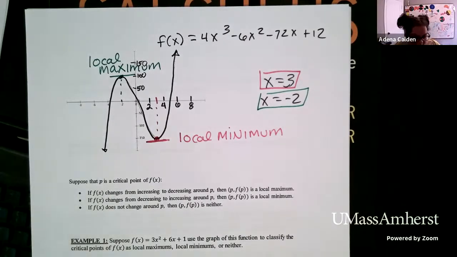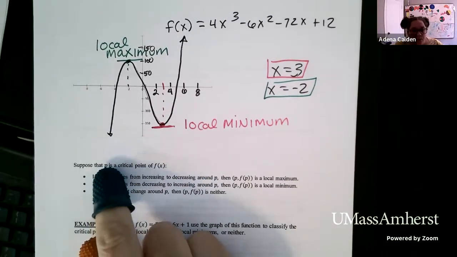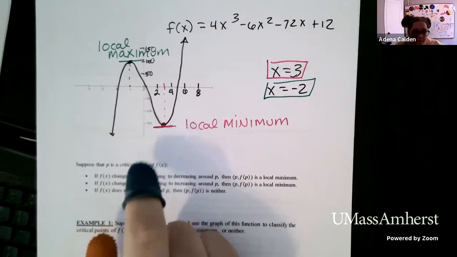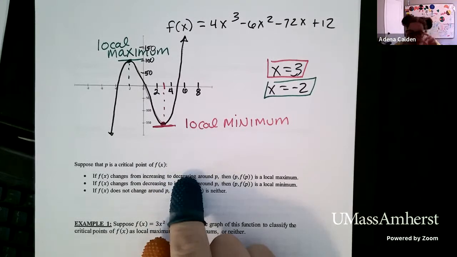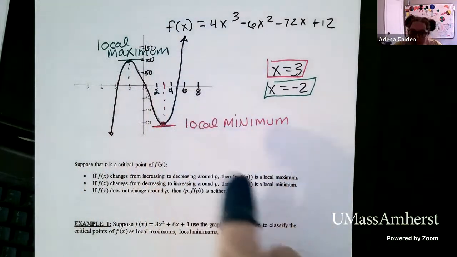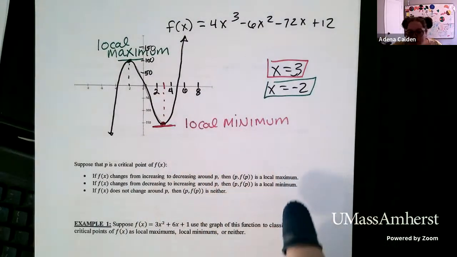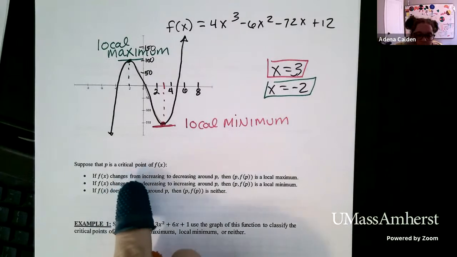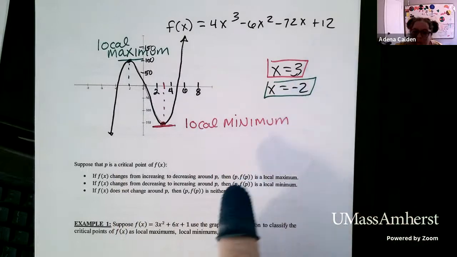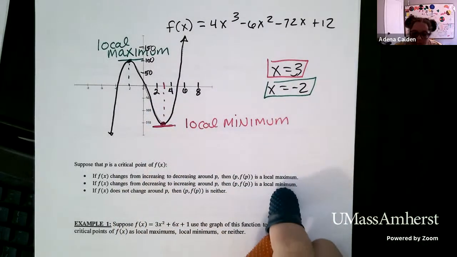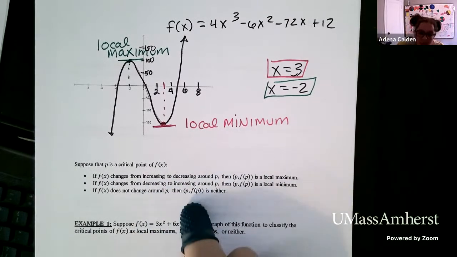Now, formalizing this into rules, this is what we're doing when we visually inspect. Suppose that P is a critical point of your function. If your function goes from increasing to decreasing around P, so it's going up and then coming down, then you have a local maximum. If you go up and then down, that makes a hill. If f of x changes from decreasing to increasing, so going down and then up, that makes a cup, and that's going to give you a local minimum. And if it does not change around P, then it's neither.